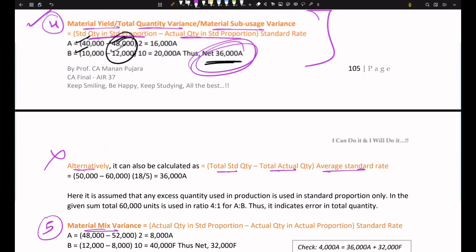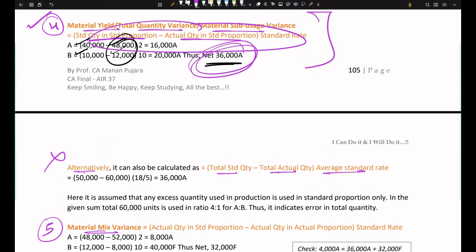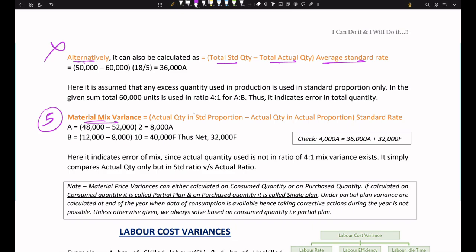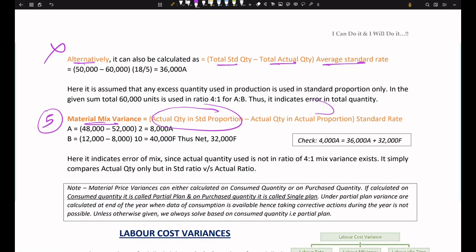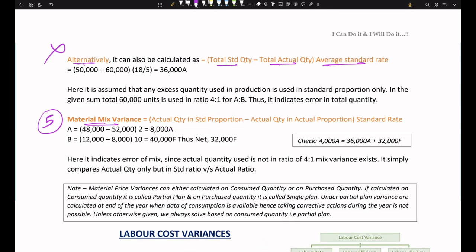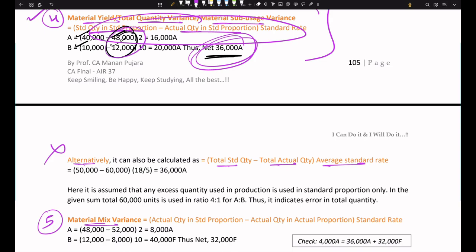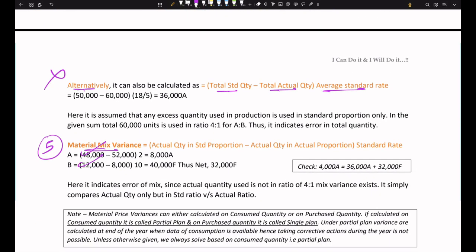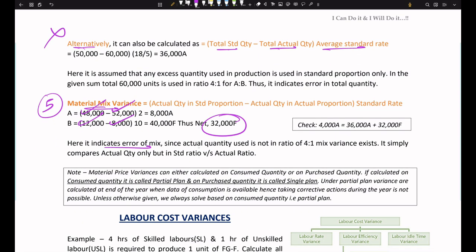So next is the material mix variance. Here we studied standard quantity in standard proportion and actual quantity in standard proportion, but this is somewhat different. Here actual quantity in standard proportion is the first term, and we minus the actual quantity in actual proportion, that is the 52,000 and 8,000 that we were given. It is very easy to understand. Just take the values from the yield variance, 48,000 and 12,000, put them here and minus the actual quantity given in the question, 52,000 and 8,000. So the answer is 32,000 favorable. This indicates an error of mix: since the actual quantity used is not in the ratio of 4:1, mix variance exists. It simply compares actual quantity in standard ratio versus actual ratio.